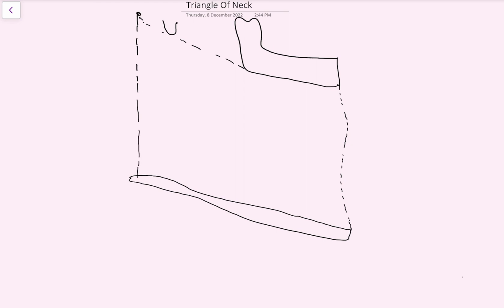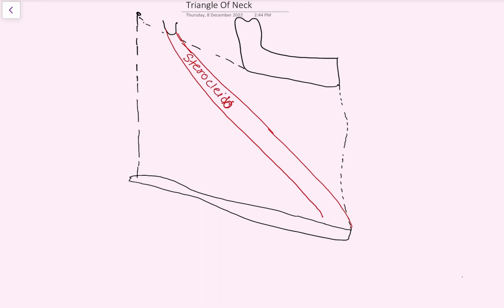Okay. So now let's just make out a triangle. We know the major muscle which divides a triangle is our SCM, right? This SCM muscle is dividing our triangles of the neck into an anterior triangle and the posterior triangle. Okay, so here this is the sternocleidomastoid muscle, also known as SCM. It has two heads actually, right?